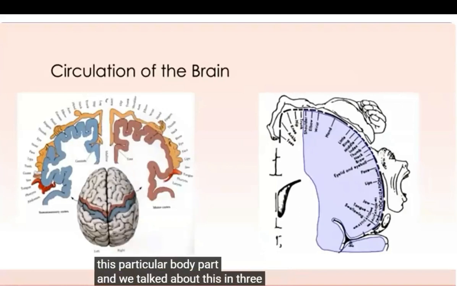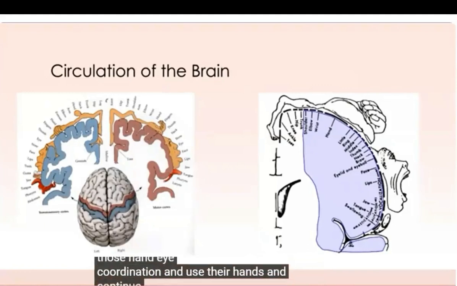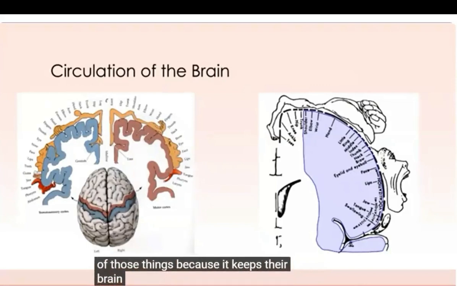And we talked about this. I remember I got all excited about the hand, how much of the brain is devoted there. It's a disproportionate amount of the brain that is devoted to the face and the hands. This is why it's so important for our older adults to do those hand-eye coordination and use their hands and continue to write, play the piano, do all of those things because it keeps their brain active.